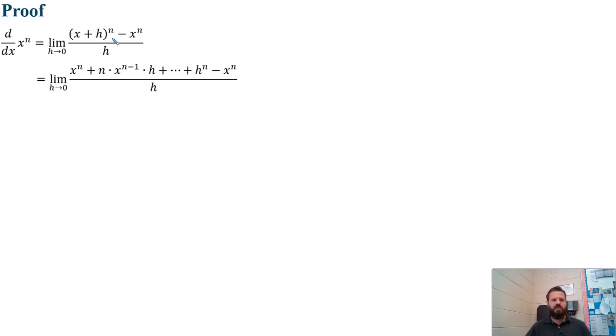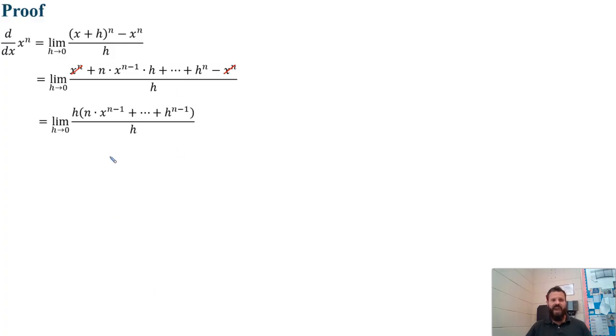But anyways, when we do that, we're always going to end up with an x to the n term, which is going to cancel with that final minus x to the n that comes from here. We're always going to have a term that is n times x to the n minus 1 times an h, plus a whole bunch of other terms depending on what power our n is. We're not going to worry about what the specific coefficients are, but we know they'll have h's in them.